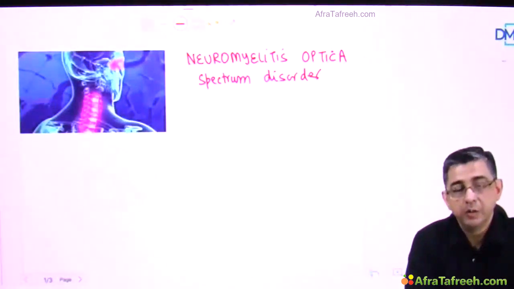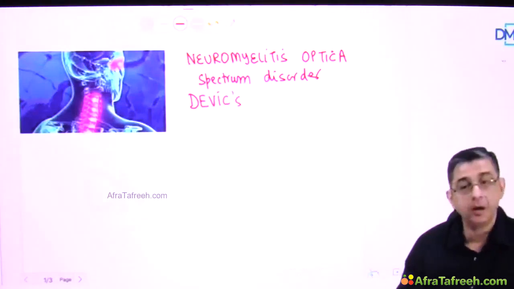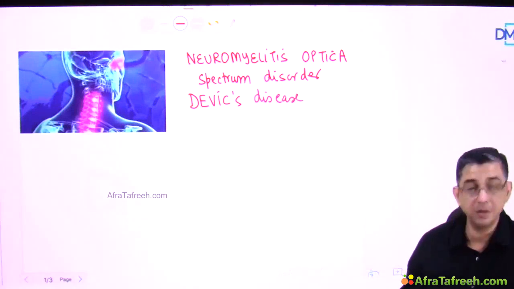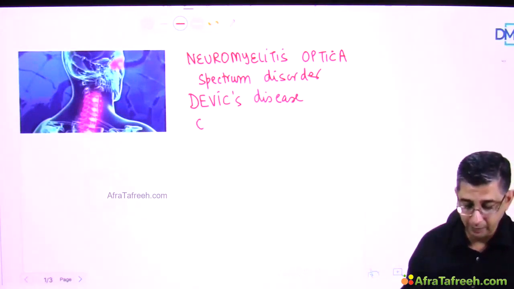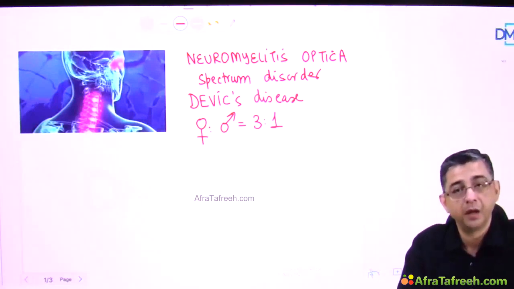Hi guys, we shall now be talking about neuromyelitis optica spectrum disorder. When I was at your age, I used to read about this disease as Devic's disease. It's an autoimmune disorder, so gender-wise, obviously, female patients are more commonly involved as compared to male patients. The gender ratio in this condition hovers around something in the range of 3:1.